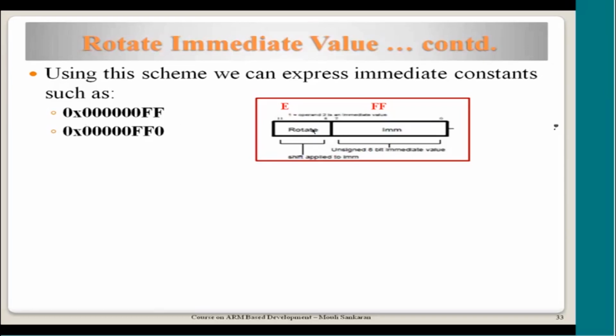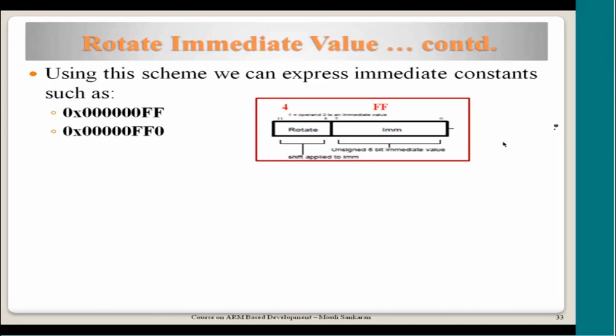You can rotate it by double the value that you have. So you cannot perform an odd number of rotations, but even numbers of rotations you can perform. Because I tell you, whatever value you are giving here is multiplied by 2 and then that many rotations are done. So whatever values you get will be powers of 2.